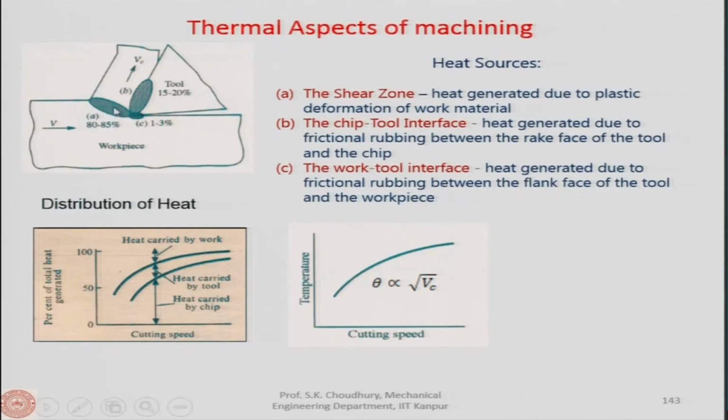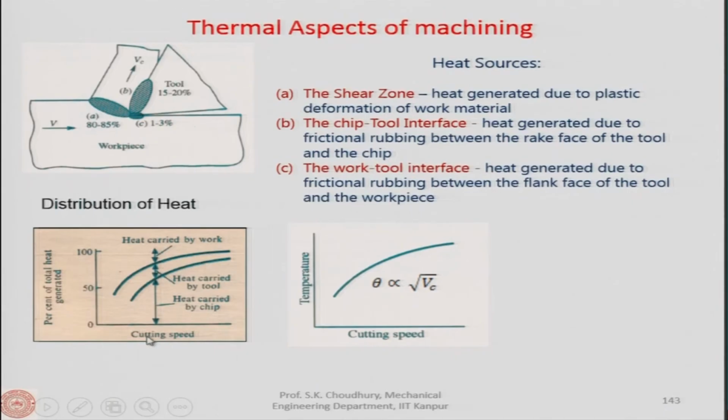Next, this heated chip will flow over the surface of the rake face. During the flow of the chip over the rake face, there is friction between the chip and the rake face of the tool, due to which 15 to 20% of the heat is produced actually. And about 1 to 3% heat is produced because of the rubbing between the flank face of the tool and the already machined surface. This is what is said here.